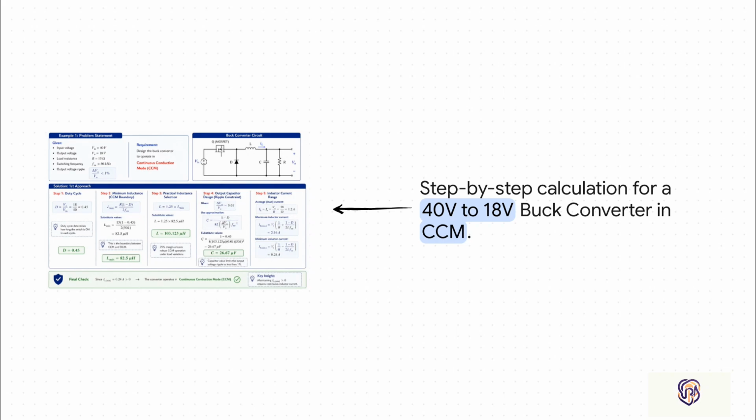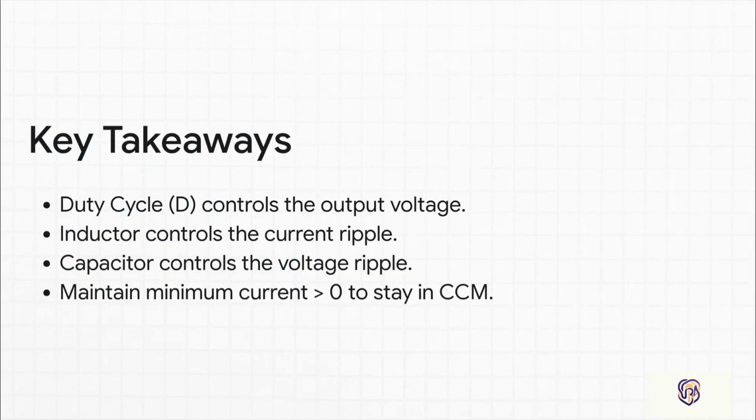See? The theory literally translates directly into exactly which physical parts you need to pull from the bin. Just to cement the whole shebang, let's run through the key takeaways. Remember, your duty cycle is the master controller for your overall output voltage. Your inductor acts to control the physical current ripple. Your capacitor steps in to smooth out the final voltage ripple hitting your device, and your primary design goal for a robust, reliable system: maintain enough minimum current to stay safely nestled within continuous conduction mode.